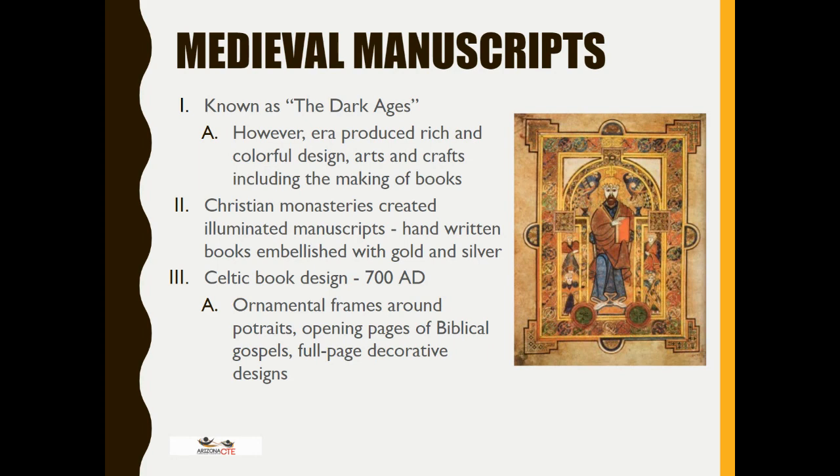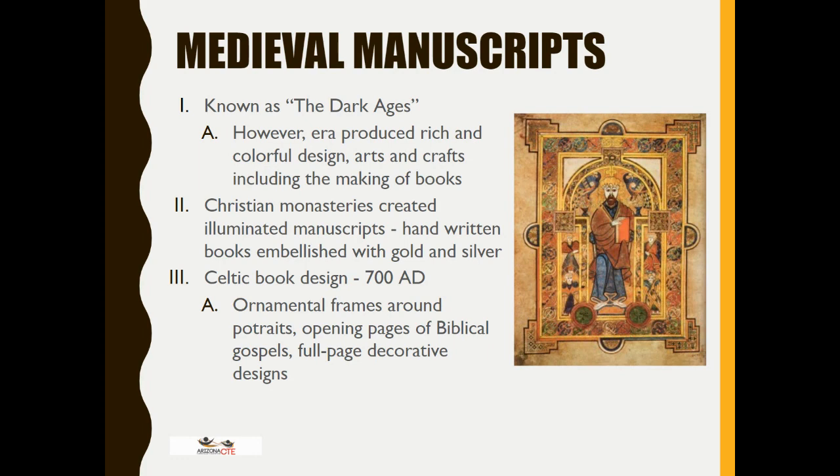Christian monasteries created illuminated manuscripts. So they were handwritten, but they were embellished with gold and silver. So they had these embellished designs and illustrations with gold leaf and silver leaf to put in there to make it more religious and sacred with those types of things.